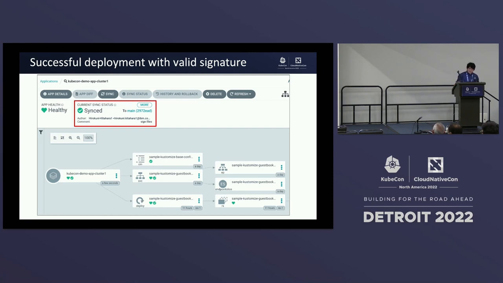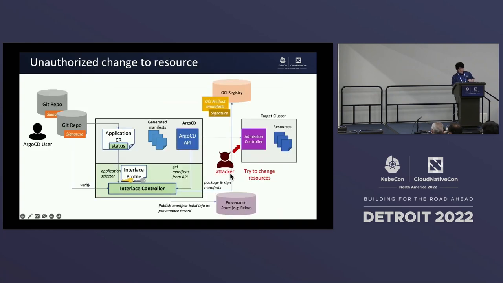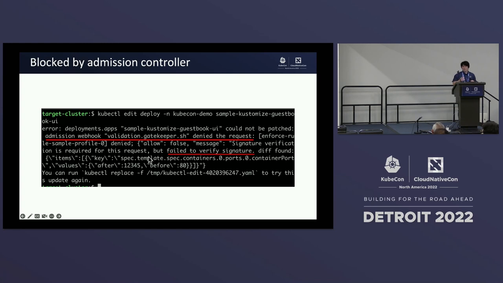But let's imagine that there is an attacker on the target cluster first. So this attacker is trying to change a target cluster resource without signature. And then this admission controller will block the attacker's change, because the attacker's change is not signed. That change does not match the signed state in the OCI image. So this is an actual example of the admission controller denying the attacker's change using kubectl edit. And so this means no one can change the deployed resource on the target cluster without signing. RUCD interest only generates the signature for the generated YAML manifest by RUCD. So only RUCD can deploy the resource, change the resource, update the resource, do that kind of operation.